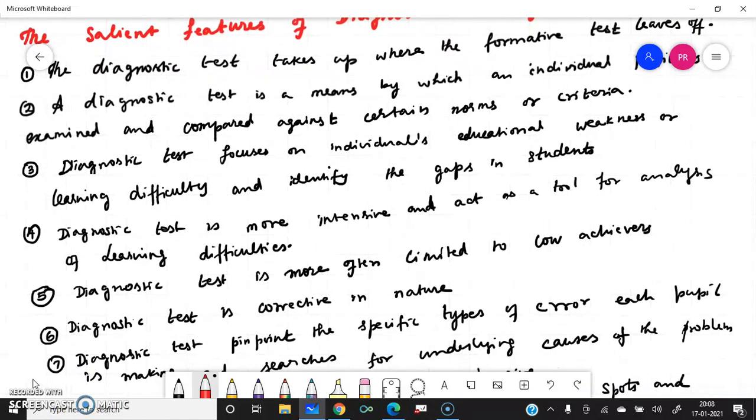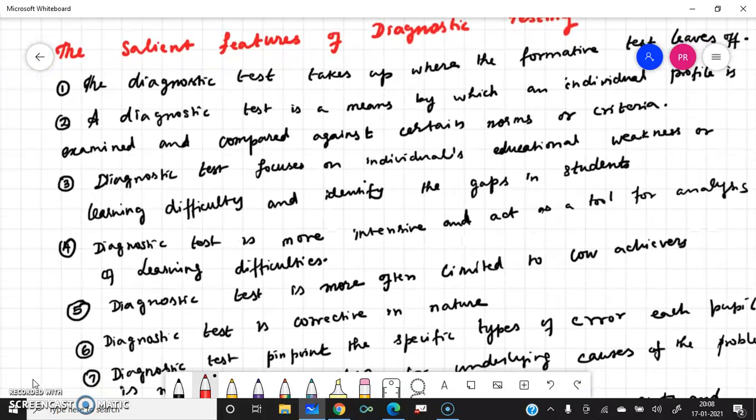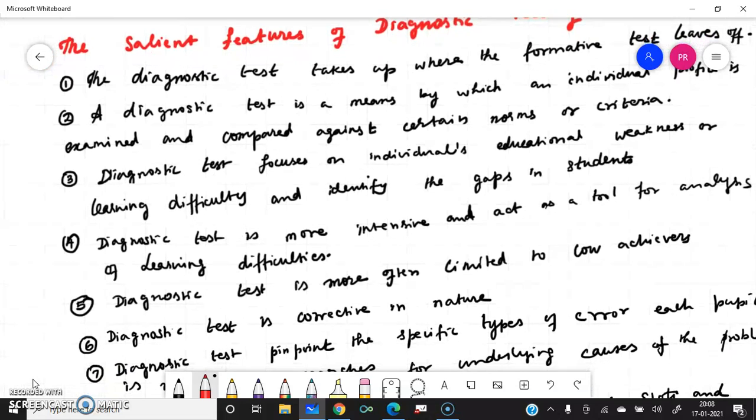Next, a diagnostic test is a means by which an individual's profile is examined and compared against certain norms or criteria. We have seen that for this particular level I have taught something, and these are the things students should know. So you fix the norms and the criteria, this much a student should understand. Then you compare whether the student has achieved or not.